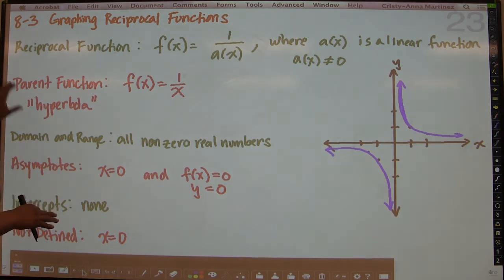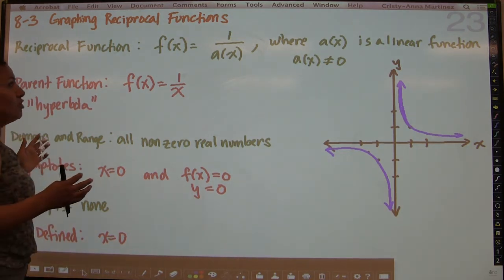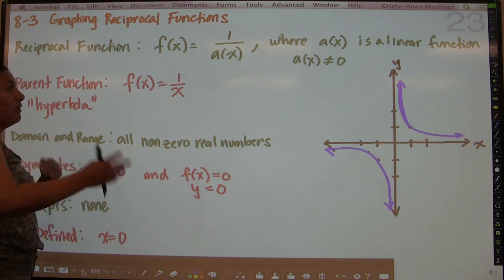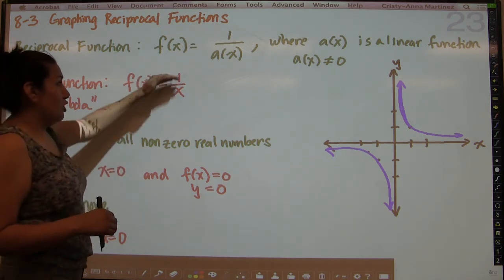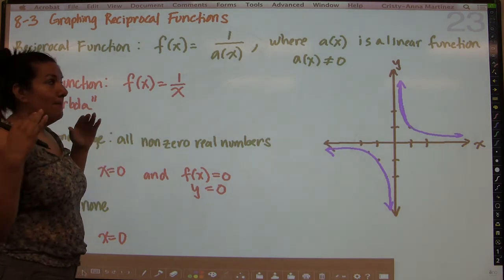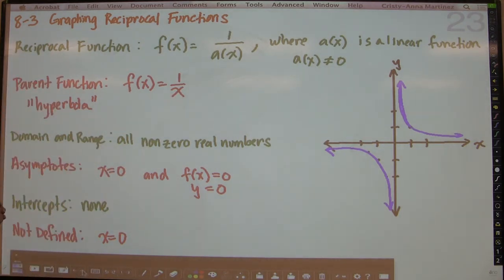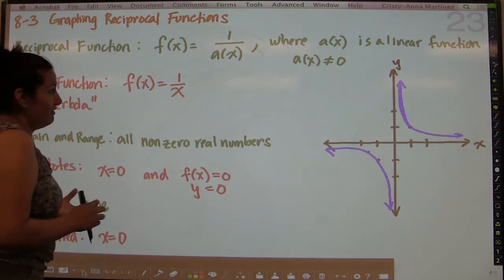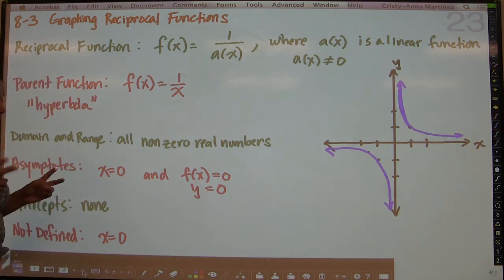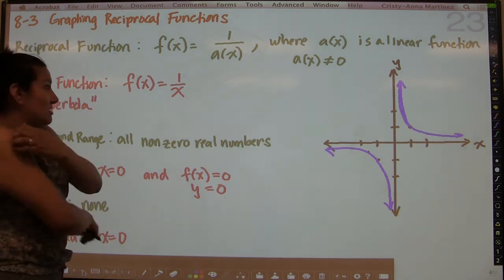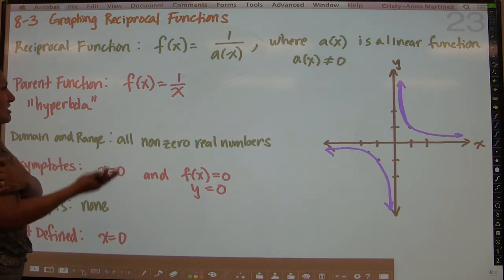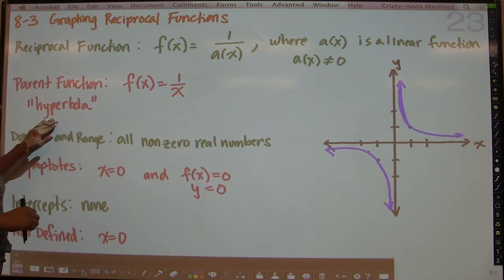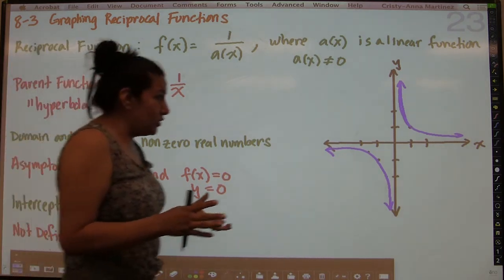And we start with the parent function, the most basic linear function, which is y equals x. And if you reciprocate that function, meaning you flip it over, you get f of x equals 1 over x. So this is basically our parent function for reciprocal functions, and the graph of that function is going to be called a hyperbola. You know that we talk about quadratics and we call those parabolas. It's a very similar word, but this time it's a hyperbola, and there's basically two parts to it.